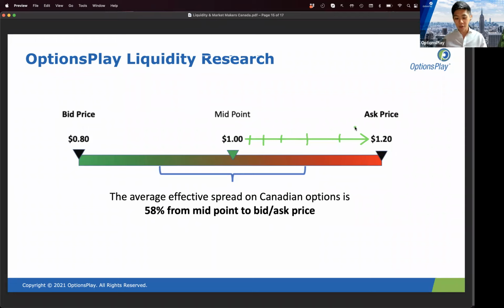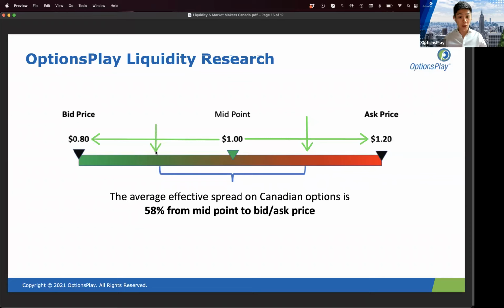And when I talk to Canadian investors, the bulk of investors tend to believe that they need to put in their orders somewhere in this particular area in order to get filled. And you might have seen that before May of 2021. But what our research shows is that the average execution happens at roughly 58% of the way between the midpoint to the asking price or the midpoint to the bid price, depending on whether you're buying or selling.